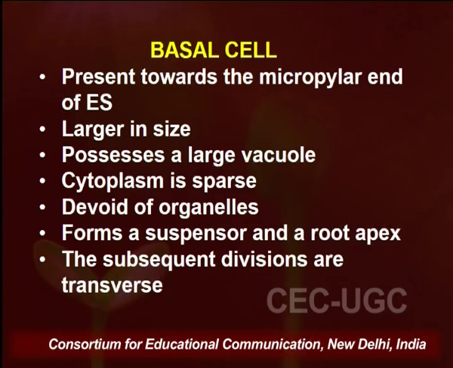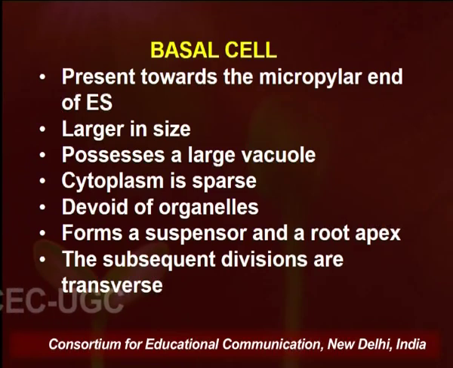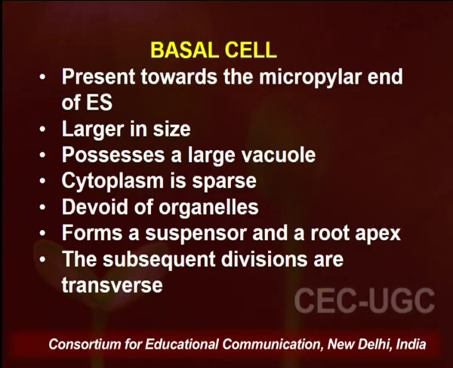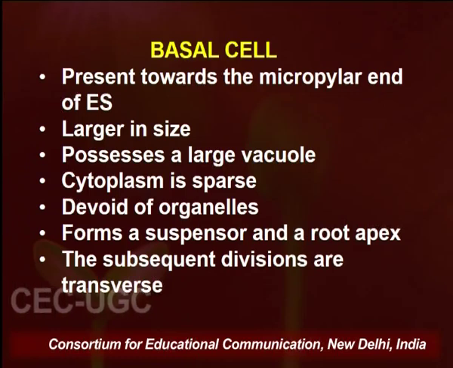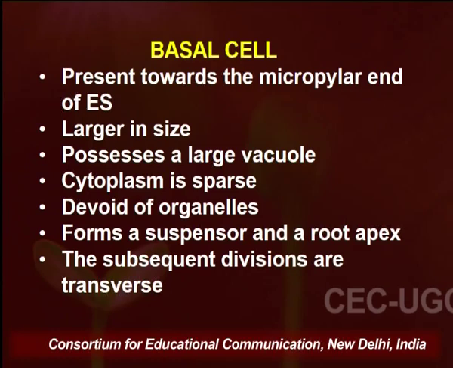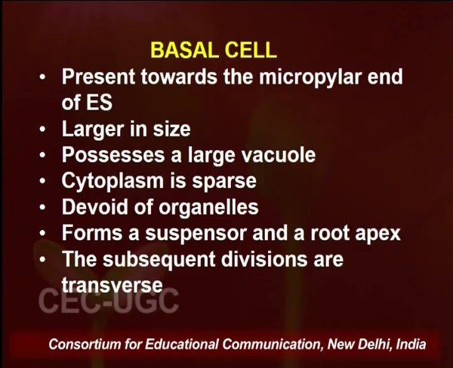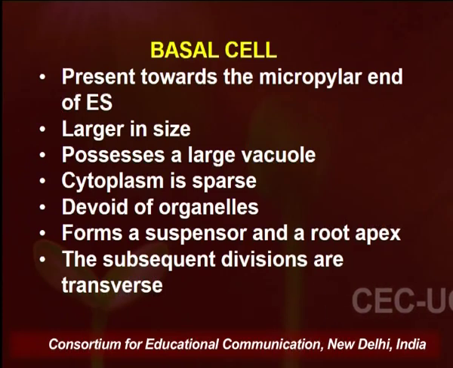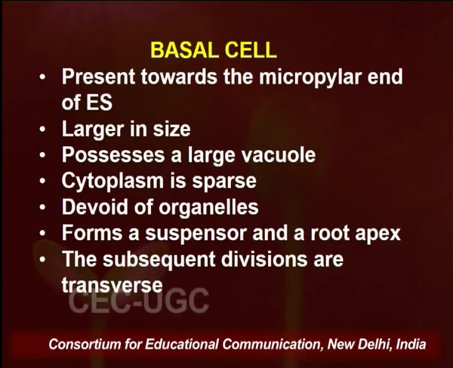Now, the basal cell, like I said earlier also, is present towards the micropylar end of the embryo sac. It is larger in size and possesses a large vacuole. Cytoplasm is very sparse because the major portion of the cell is occupied by the vacuole, and this basal cell is devoid of organelles. The main function of the basal cell is to form a suspensor and also a root apex. The subsequent divisions in the basal cell are transverse.